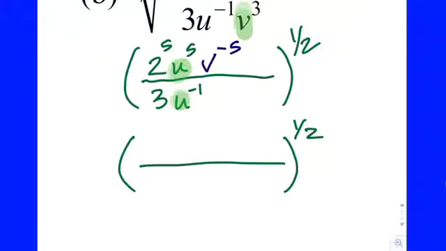2 to the 5th, is that 10? No, it's 2 times 2 times 2 times 2 times 2, which is 32. That's one that we're going to use enough. You should probably just kind of know that. 2 to the 5th is 32. The 3 is going to still be a 3. So this is going to be now u to the what? Good. 6.